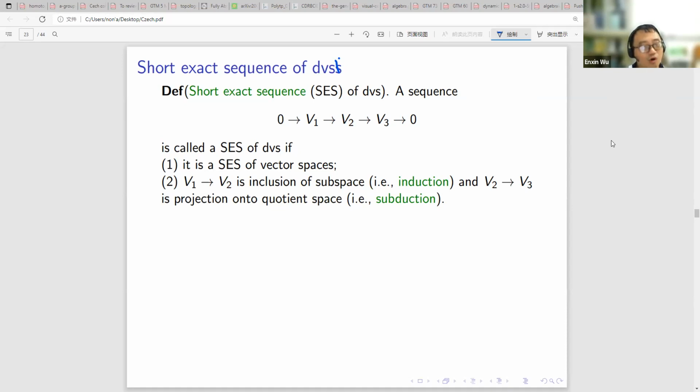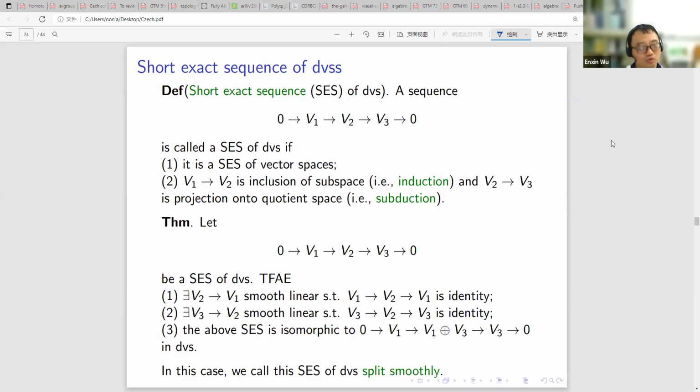And moreover, this only respects the vector space structure. So I would further require the diffeology structure also matches. So in the sense that this is an inclusion of a subspace, and this is a projection onto a quotient space in the sense of diffeology. This is a very natural condition, right? And you can prove a very classical theorem also holds there.